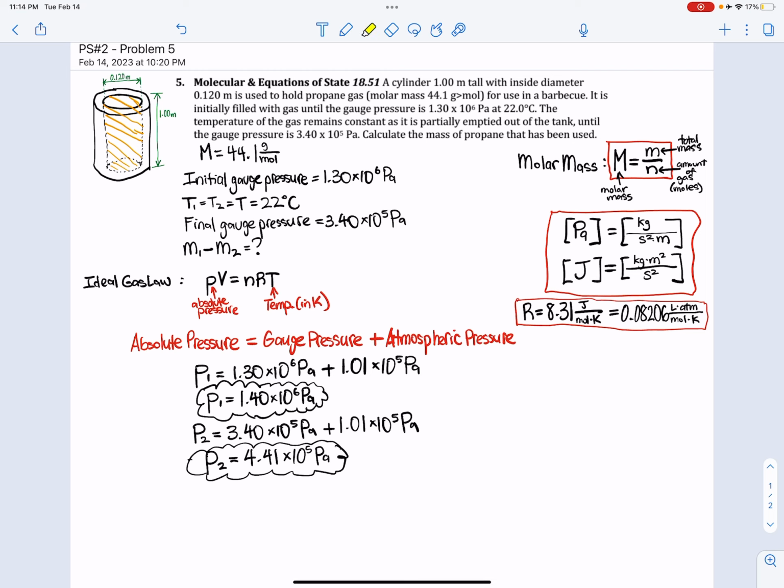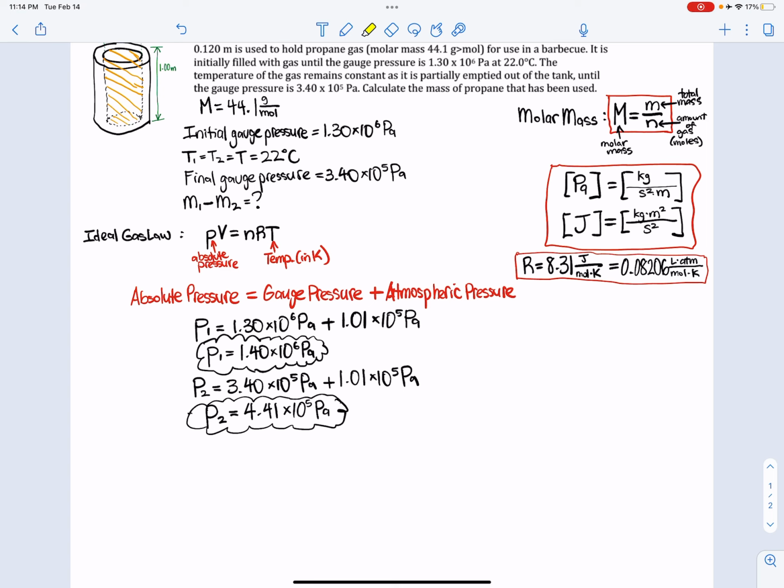And the reason why I converted the gauge pressure to absolute pressure right here is because I need the absolute pressure to use the ideal gas law, right? And to do that, you would just add atmospheric pressure to the gauge pressure, and that would equal absolute pressure.